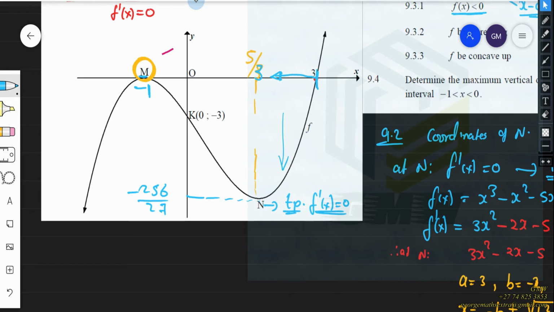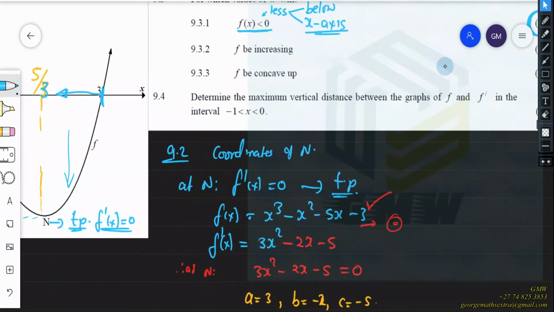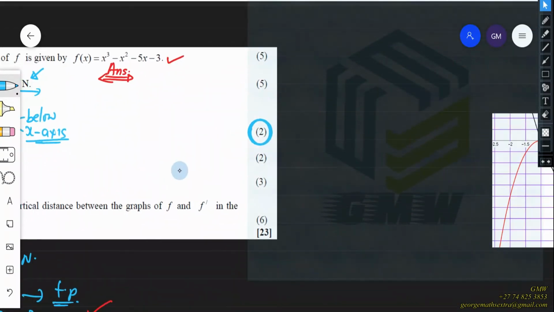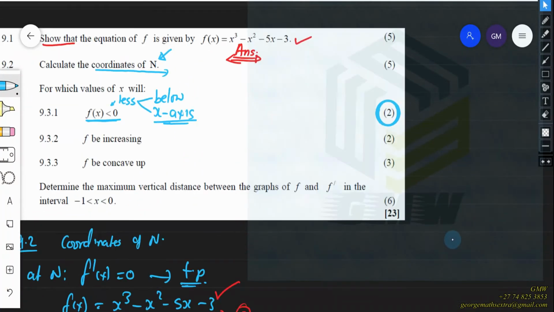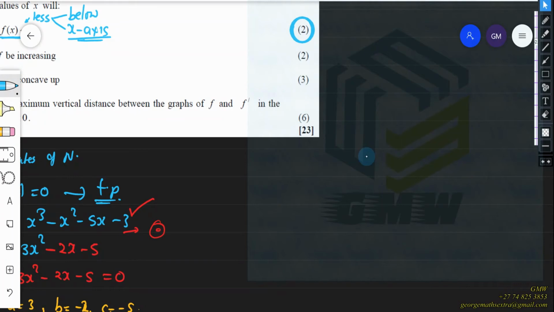So we are going to say our values of x are all the values that are smaller than 3, but they must not be -1, so that we don't have this piece as our solution because it doesn't satisfy the given condition. So for us to answer the question 9.3.1, we are asked for x values for which f of x is less than 0.